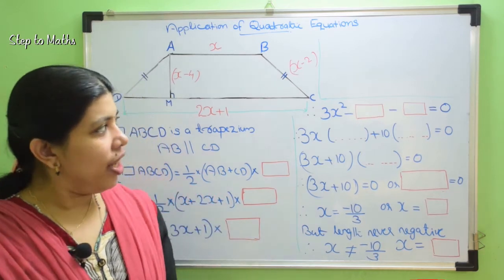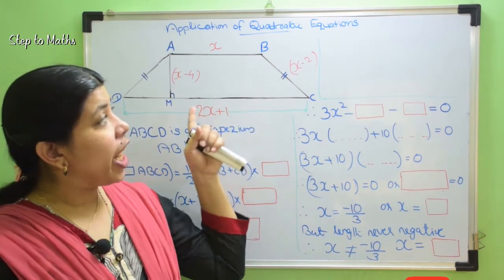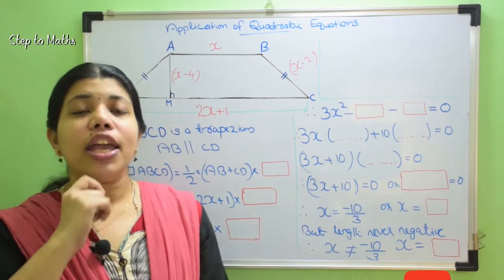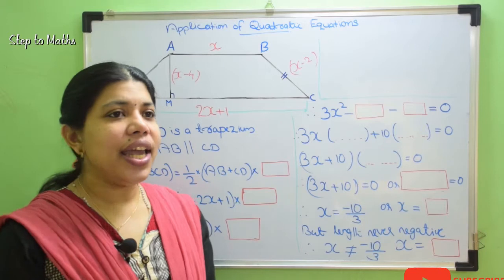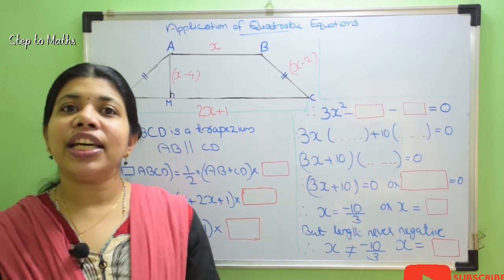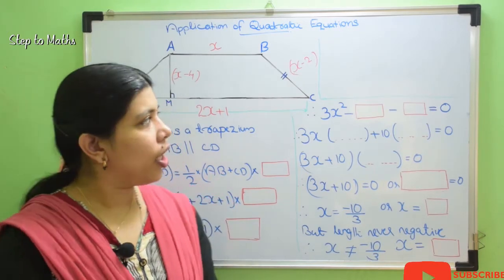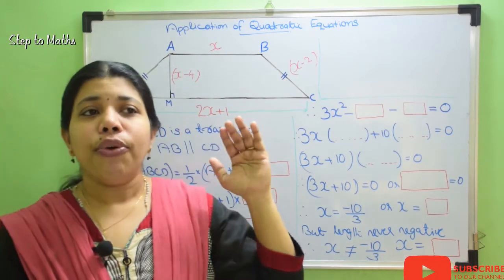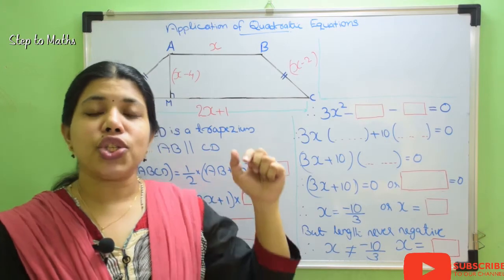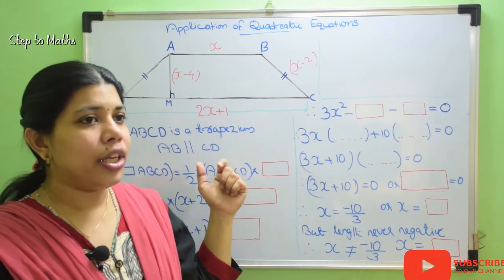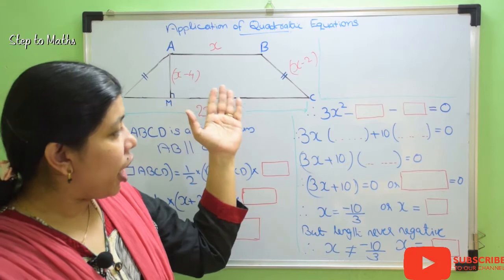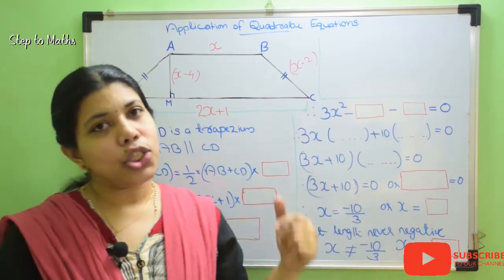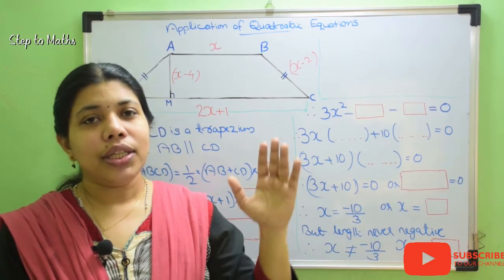In the given figure, quadrilateral ABCD is a trapezium. AB is parallel to CD and its area is 33 centimeter square. From the information given in the figure, find the length of all sides of quadrilateral ABCD. Fill the empty boxes to get the solution. This is our question.